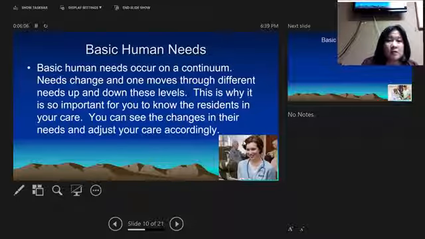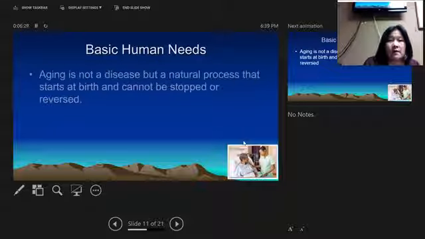Your basic human needs, again, occur over a continuum. The needs change over time, but they are always still the same basic needs. So they don't really change, they just get different priorities. But the basic needs don't really change. We're still going to have them. But it's important for you to make sure that your residents are adjusting to their changing needs accordingly.